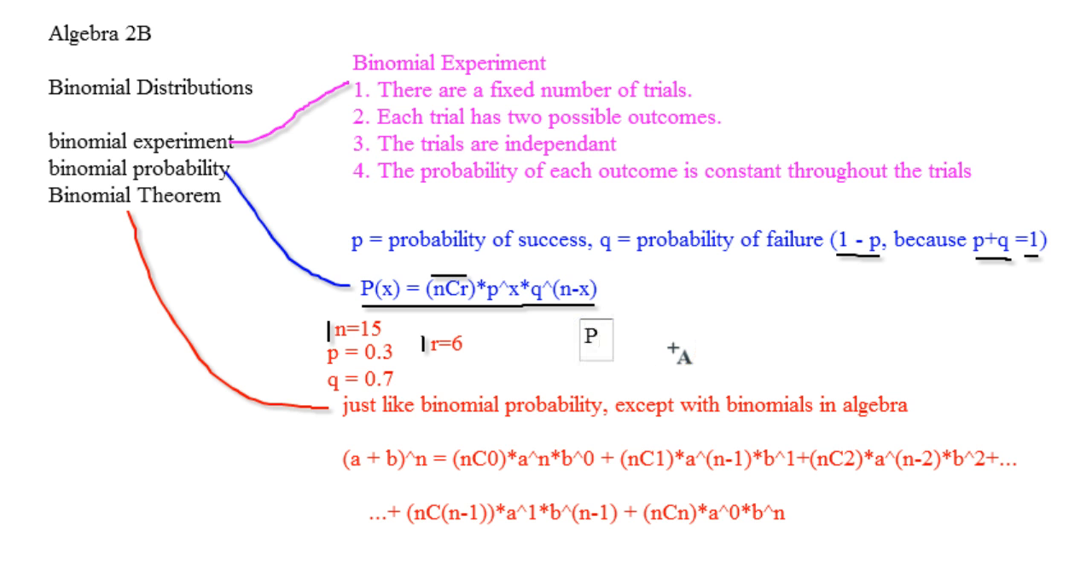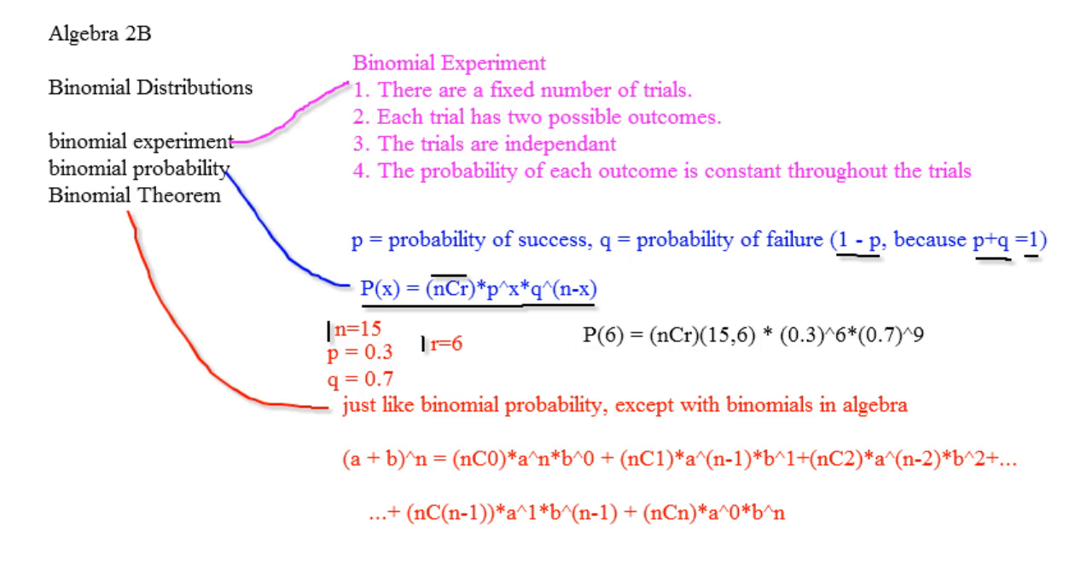So the probability of getting 6 in the next 15 at-bats is, in our calculator, nCr of 15 choose 6. Then you times that by the first one, 0.3, raised to the 6th power. Then you times that by 0.7 raised to the n minus x, so that's the 9th power.